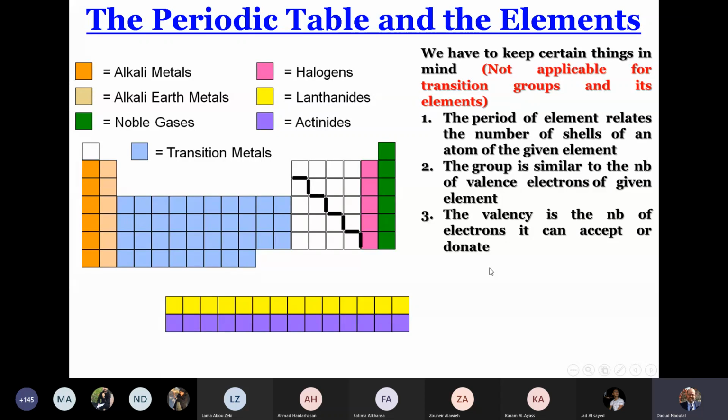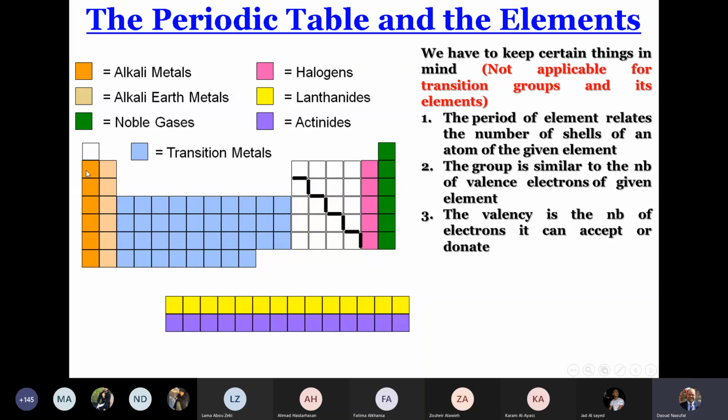What is the valency of an element? The valency is the number of electrons the element can accept or donate. Suppose oxygen ends by s2p4. It should receive 2 electrons, so oxygen has valency 2. Nitrogen ends by p3, so it can receive 3 more electrons. Nitrogen has valency 3.